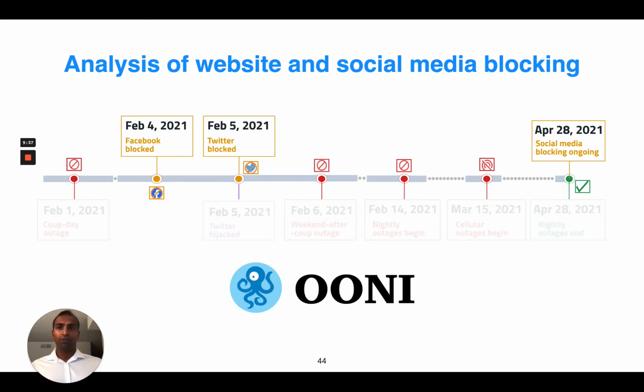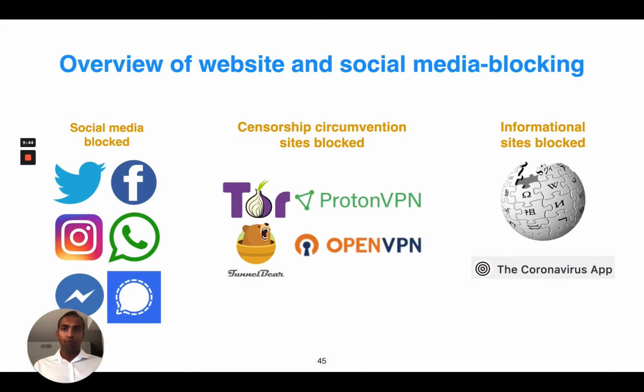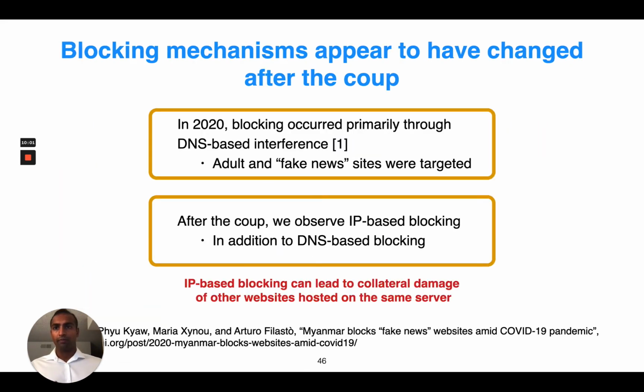Let's next dig into some results from the OONI datasets to find which websites and social media were blocked and how. After the coup, OONI measurements across ISPs showed that multiple social media sites were blocked, including Twitter, Facebook, WhatsApp, etc. And in addition, censorship circumvention sites were blocked, including Tor and VPN services. We also found informational websites such as Wikipedia and coronavirus.app to be blocked.